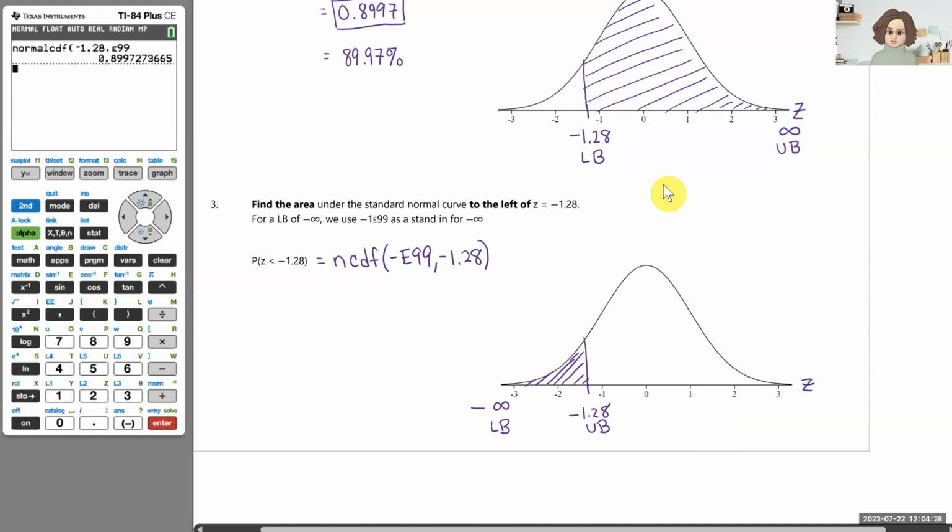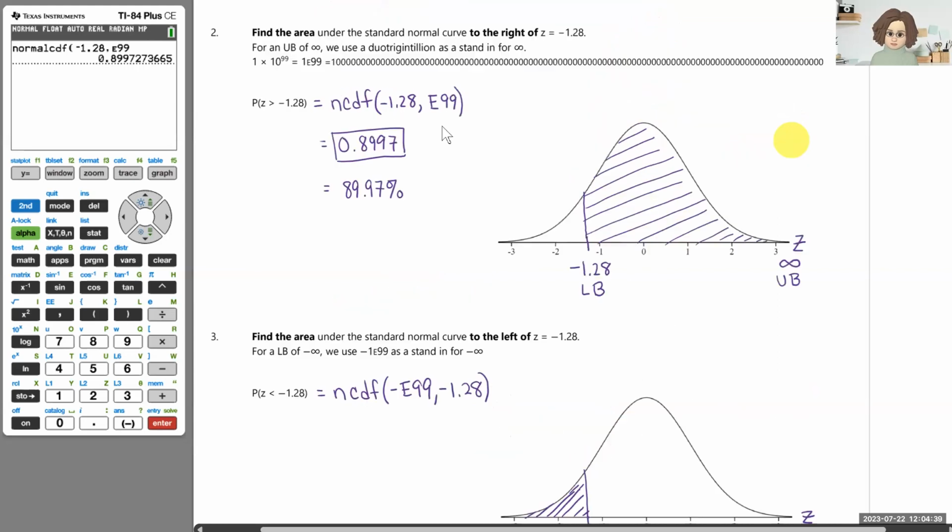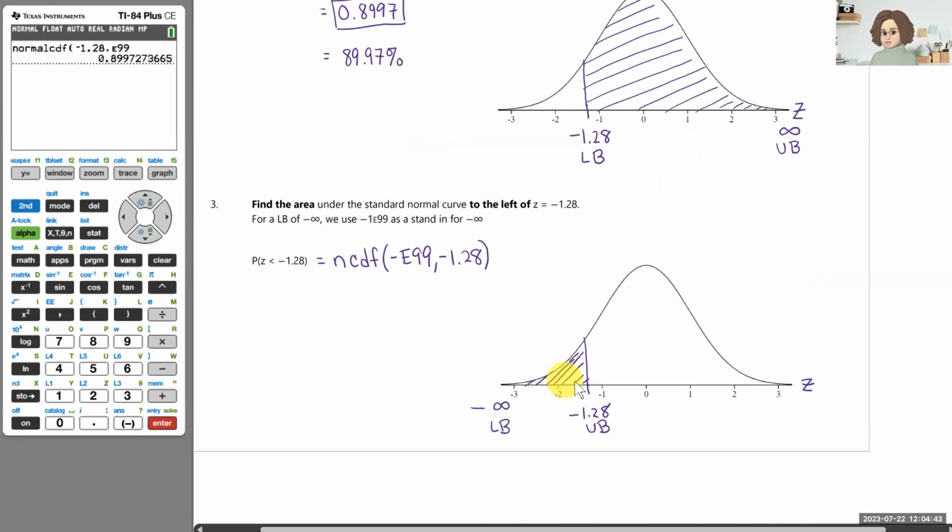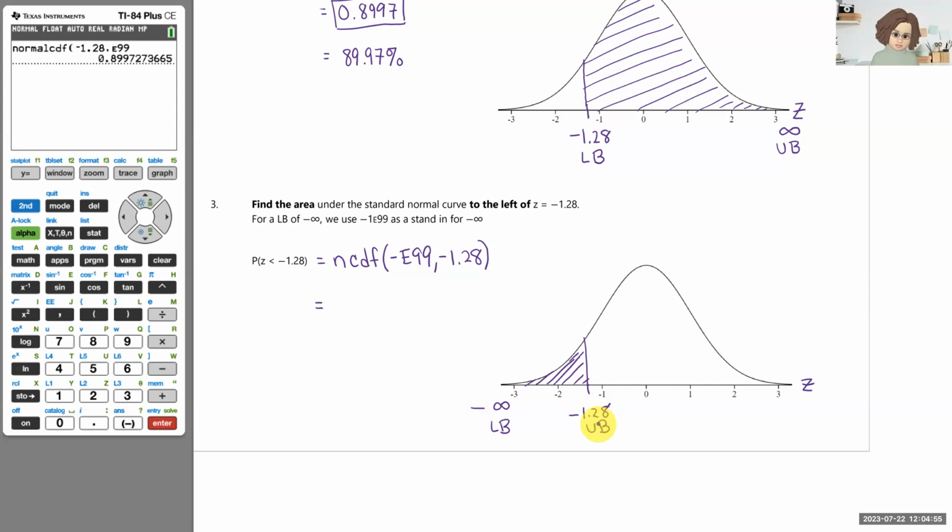All right, so just going to come back here for a second. When you're looking for area to the right, you start with the number and then the infinity. So it was the number and then the positive infinity. But when you're shading to the left of a value, you're always starting at the negative infinity as your lower bound, and then your upper bound is your number. So important to get the entry order correct.